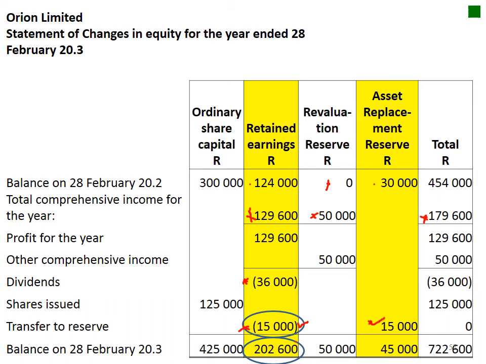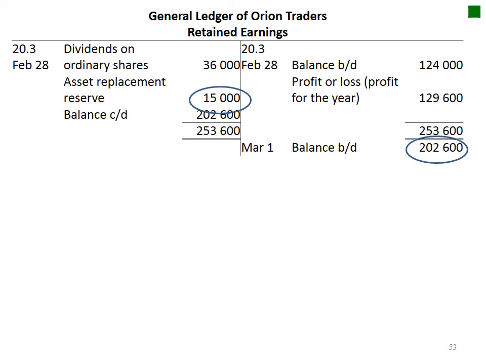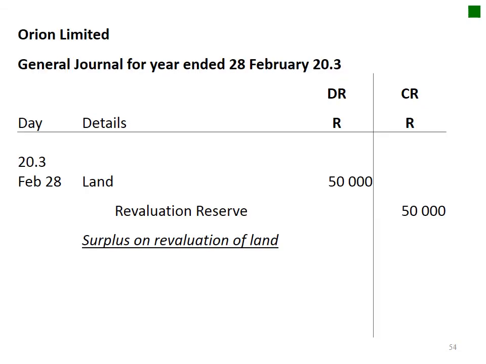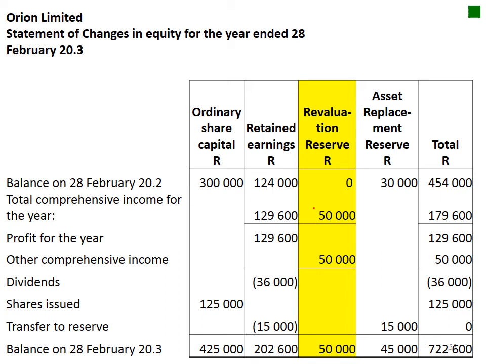Then at the bottom, you've got your final balance of retained earnings and your final balance in the asset replacement reserve, which will be the 30,000 opening balance plus the 15,000 transferred for the year. So we can check those amounts. If you look at your retained earnings account, here's the 202,600, and there's the 15,000 that we deducted from retained earnings and we transferred to the asset replacement reserve. And here's the 50,000 that was put into a revaluation reserve for the year by increasing the value of land. So that amount gets shown separately here.